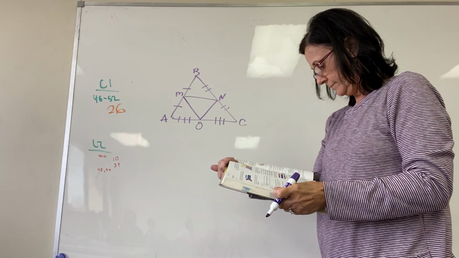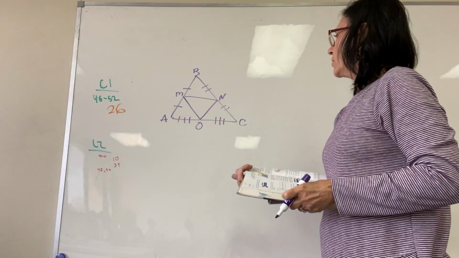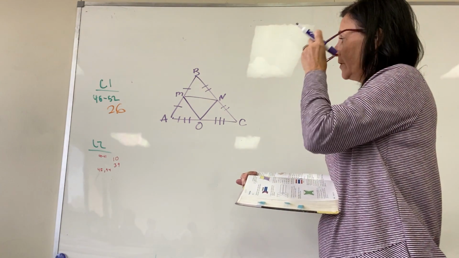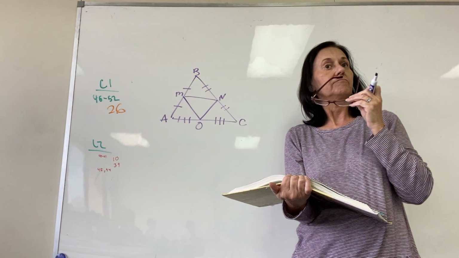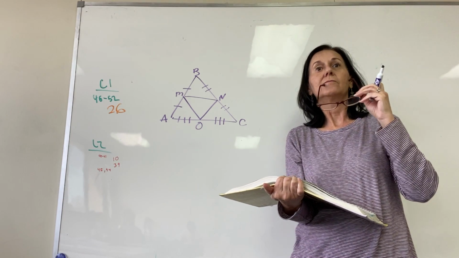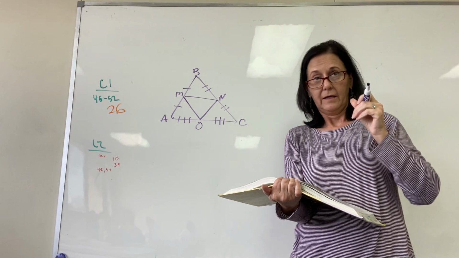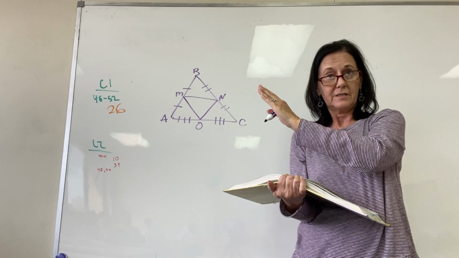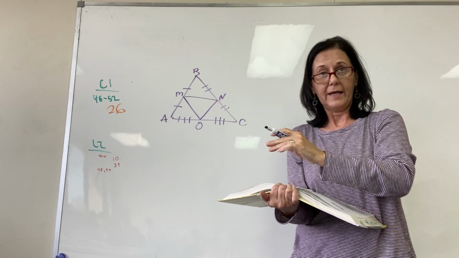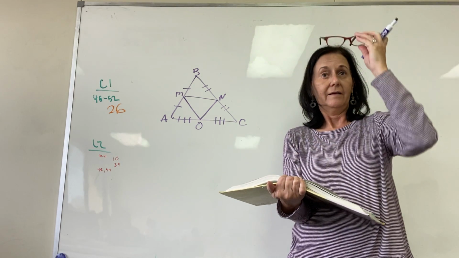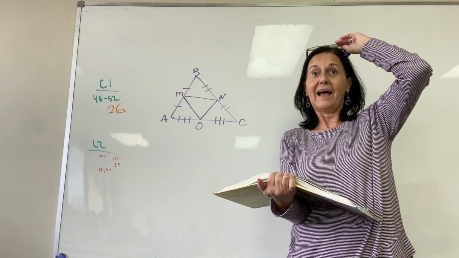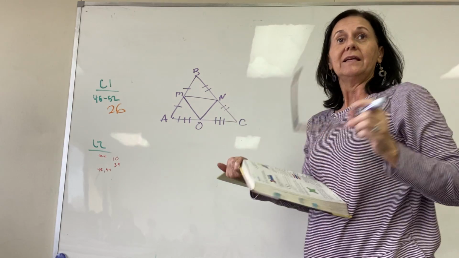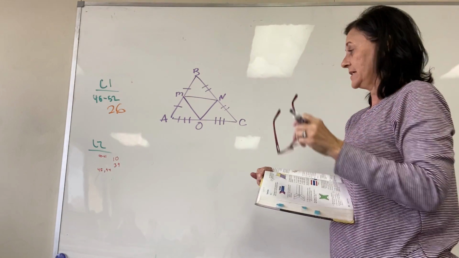All right. So we also know that, what else do we know about the mid segment? It is, yes? Parallel. Yeah, parallel to the third side. The bottom one. Right, and half its length, right? So MN is parallel to AC, it's also half of AC, right?